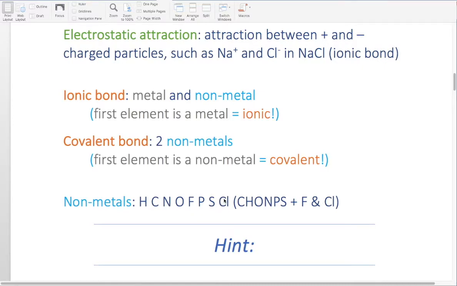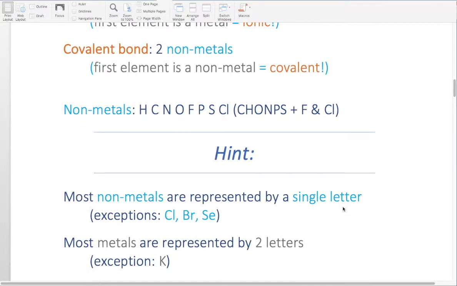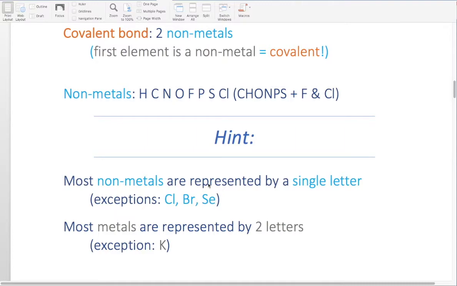These are the most common nonmetals, and a way that some people learn them is this sort of made-up word, CHONPS. Then you'd have to also remember fluorine, which is F, and chlorine, which is Cl. But also, most of the time, nonmetals are represented by a single letter. The exceptions to that are chlorine, bromine, and selenium, and bromine and selenium are not really that common. So if you remember single letter and just remember chlorine as an exception, you're in good shape.